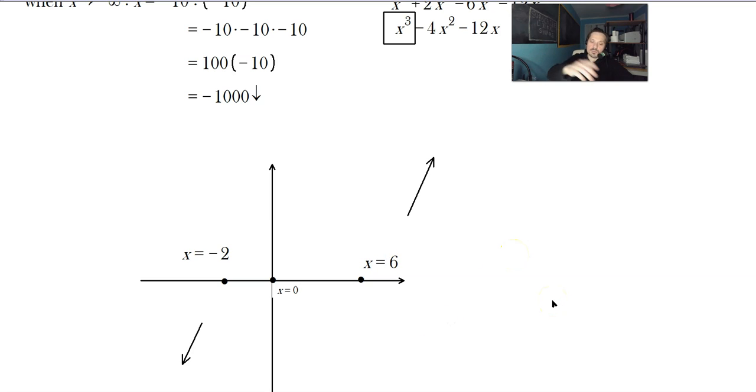How do we know how to complete the graph? What can we do? Well, take a look. What I'm going to do is choose a value between negative 2 and 0, like negative 1.